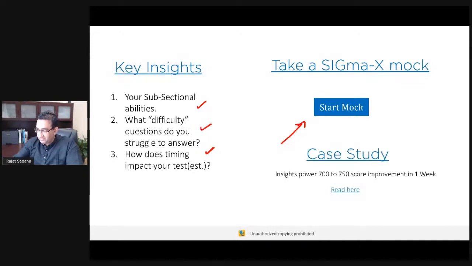Again, as a case study of how a student went from a score of 700 to 750 by just looking at the insights from Sigma X mock, and he was able to do that in about a week.